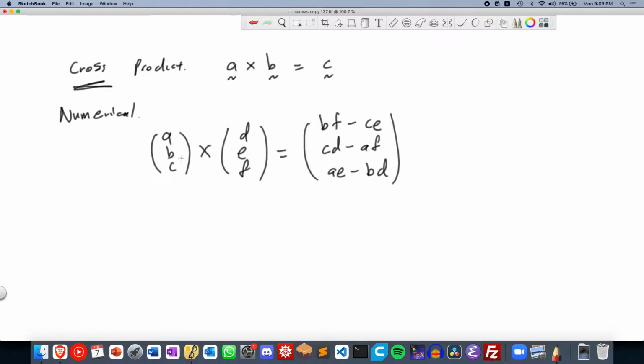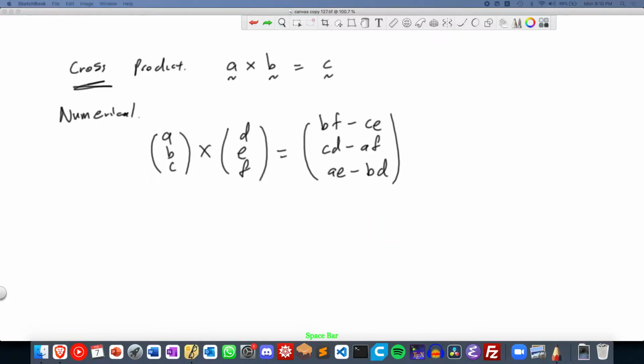But the way I look at it is I look at the first component. For the first one, it's going to be BF minus CE. Then the second one is going to be CD minus AF. And the third one, the Z component, is going to be AE minus BD. So that's how I remember it, but it's up to you how you want to arrange it.